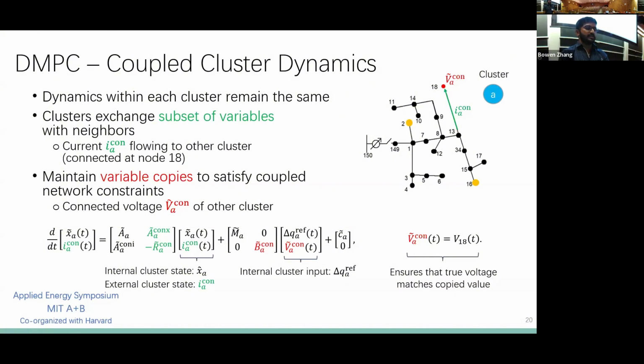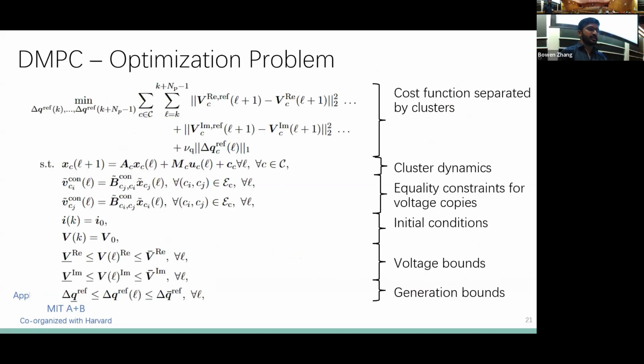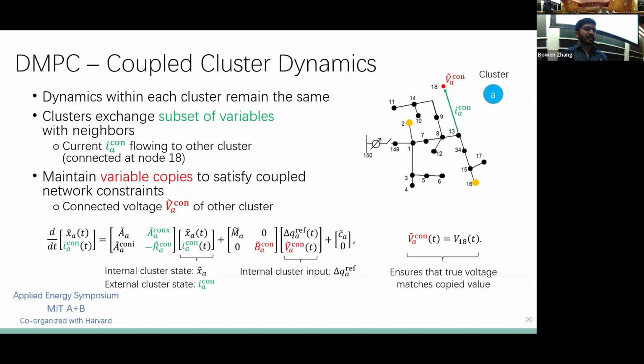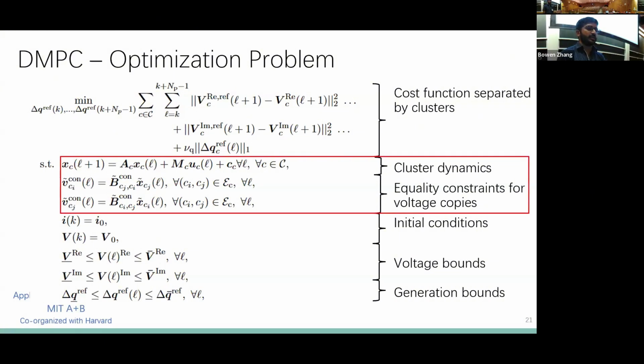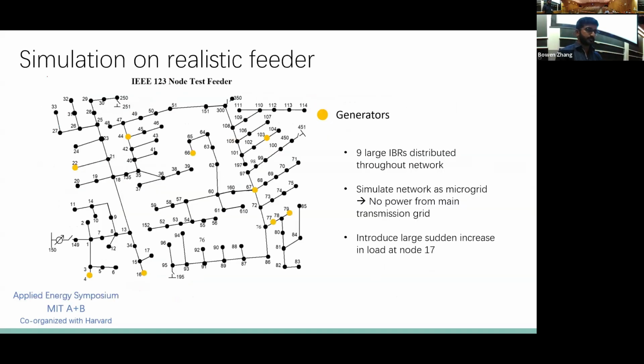It also maintains copies of certain variables. In this case, it has to have a copy of the voltage at the node in the other cluster. And then it has some extra constraints to ensure that the true voltage of that cluster matches the copy maintained by cluster A. So the optimization problem looks very similar, except we now have this cluster dynamics, and we have some extra constraints for the copied voltages.